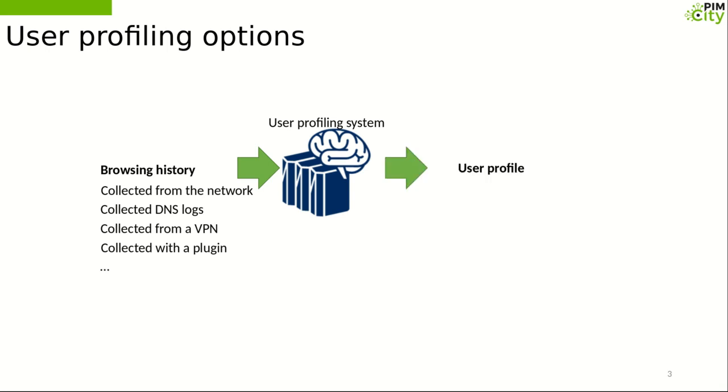Then we create this profile, right? This is like a vector saying user A has an interest in sports of 0.5, as an example, and this profile can be used for internal marketing, for online advertising, or in general to understand the customers.